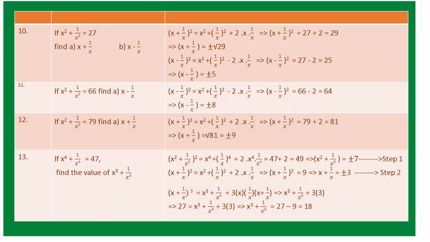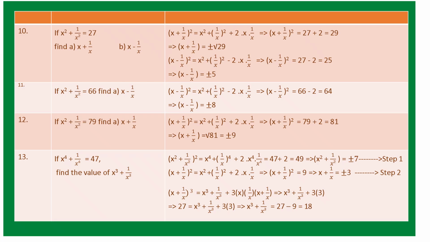If x to the power of 4 plus 1 by x to the power of 4 is 47, how do we find x cube plus 1 by x cube? In order to resolve any sum, just pay attention to the given set of values as well as what is being asked for. What is being asked for? It is x cube plus 1 by x cube. This will come only in the formula for (x plus 1 by x) the whole cube. So, we definitely need to reach the value of x plus 1 by x.